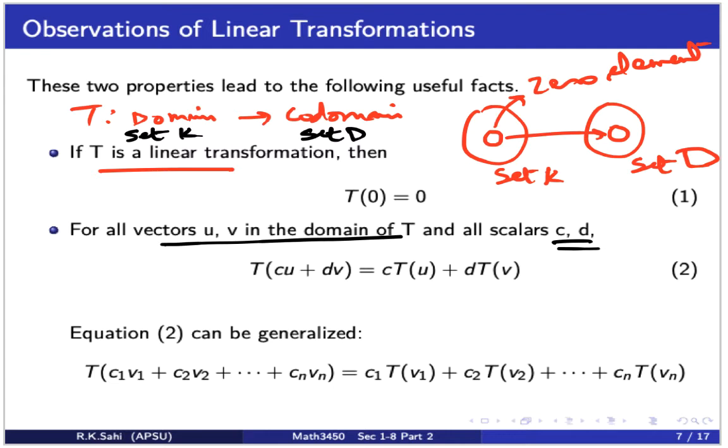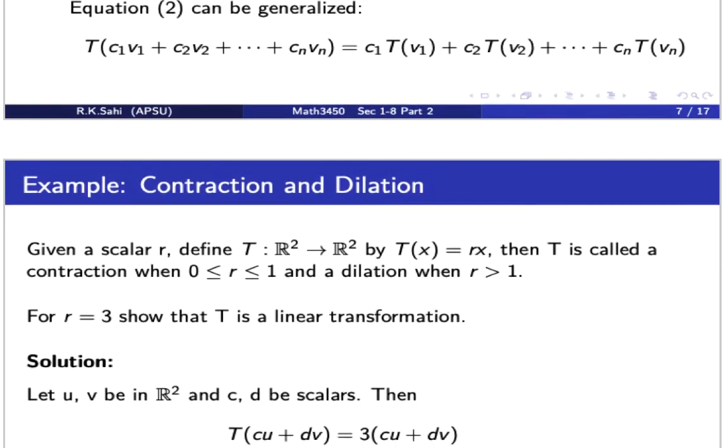Okay, so it's not only that the linear transformation T works on two elements of the domain of T. It can work on a finite set of elements of the domain of T. So T of C1 V1 plus C2 V2 plus dot dot dot plus Cn Vn is the same as C1 T of V1 plus C2 T of V2 plus dot dot dot plus Cn T of Vn. Okay, let's look at very specific examples of this linear transformation.